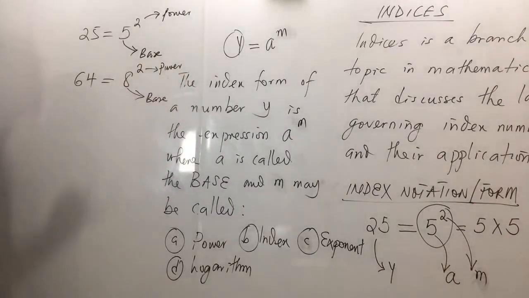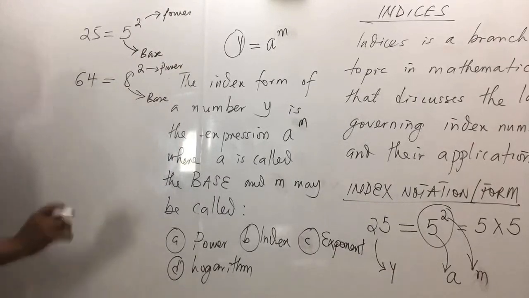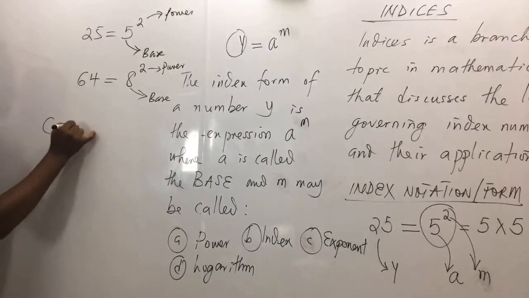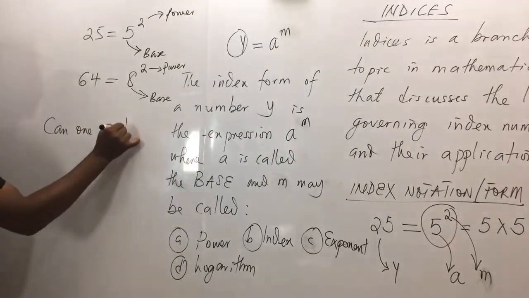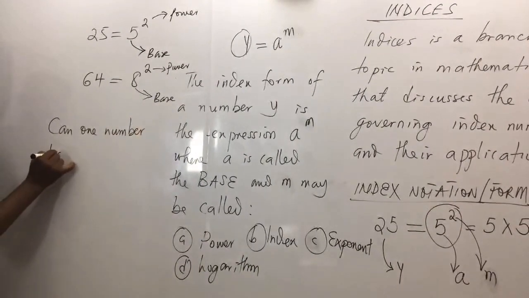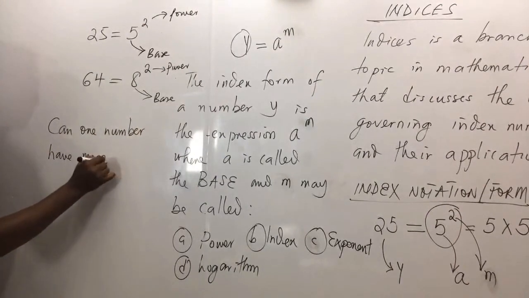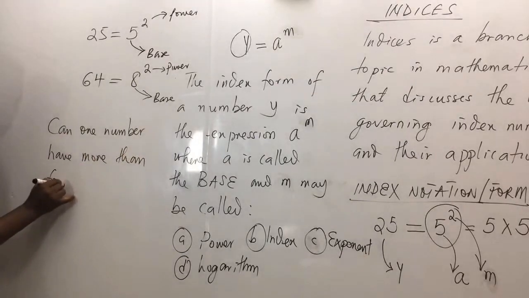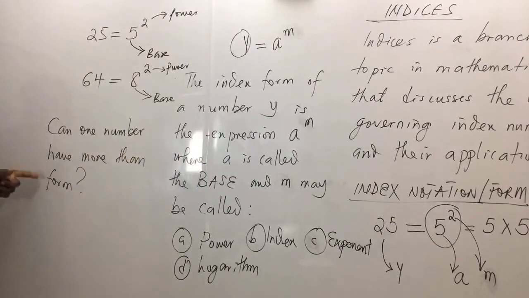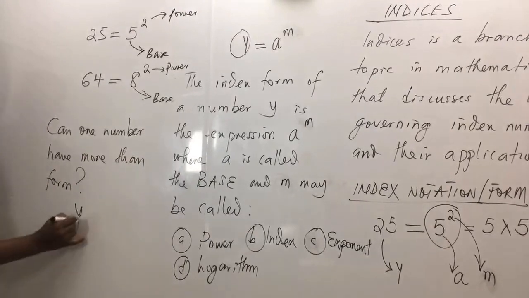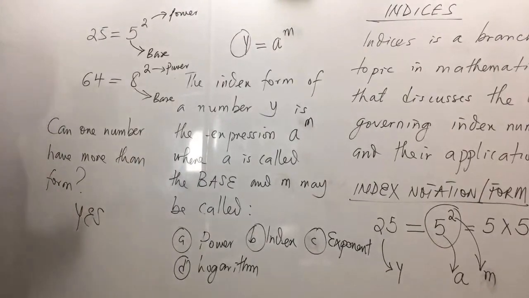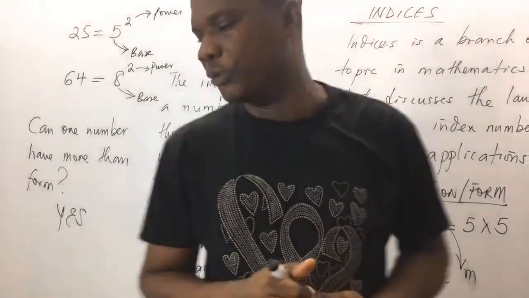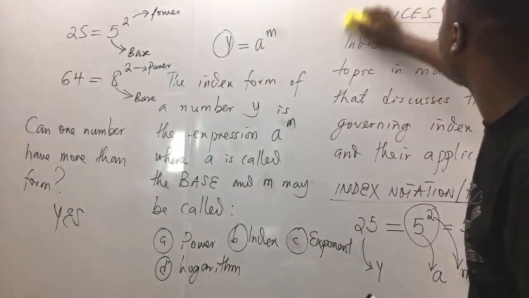Now, there is something I'm going to explain before we proceed. It answers this question. Can a number have more than one index form? If you are asking this kind of question, the answer is a big yes. One number can have more than one index form. Now, let me show you.